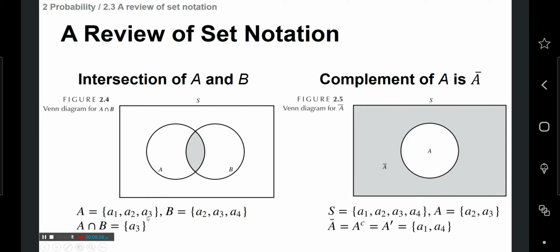A2 is here. Oh, I should correct this. A2 and A3 are both inside A and inside B. I will correct the slides after this recording, so don't worry about that. So A cap B equals A2 and A3.